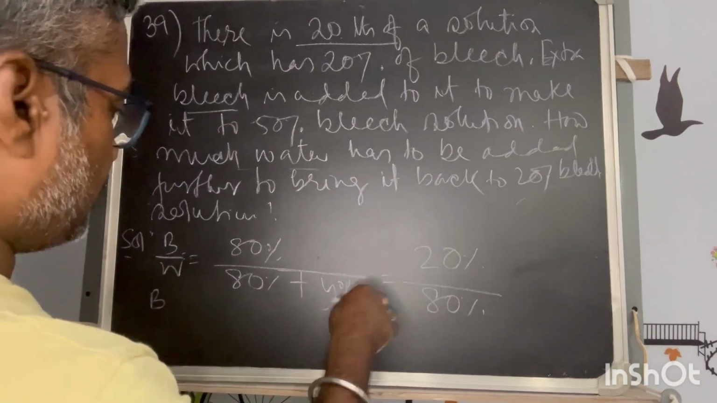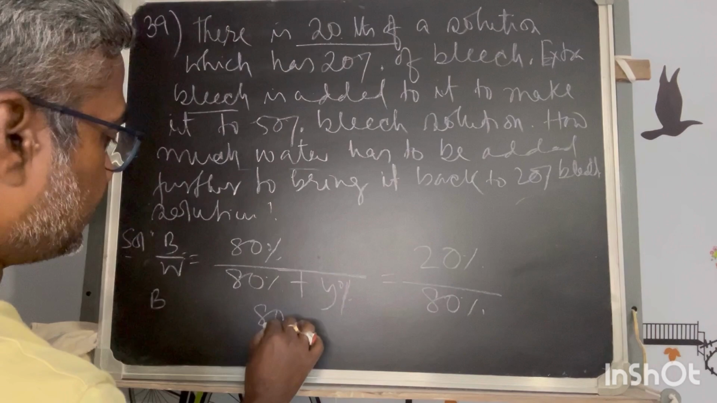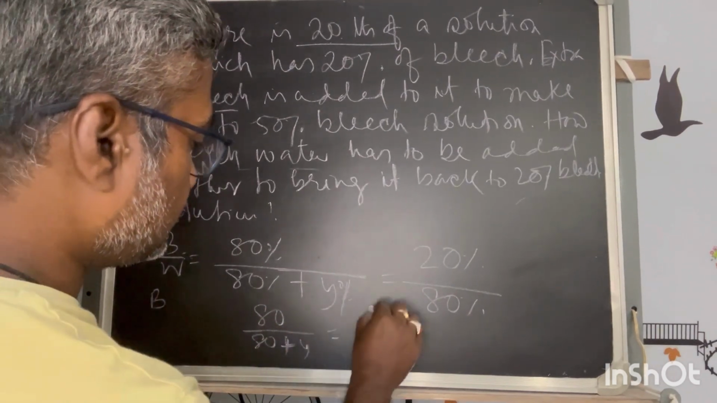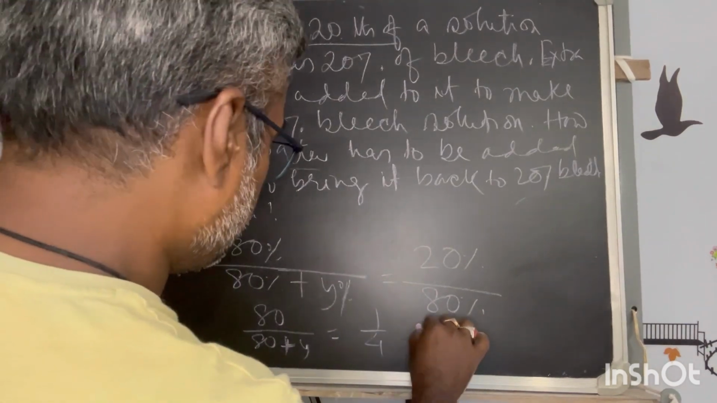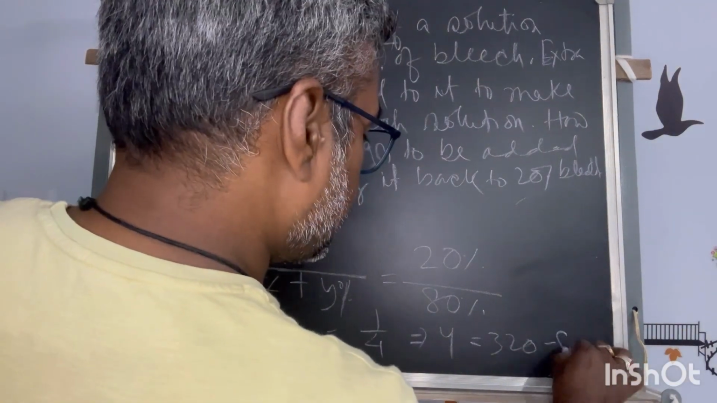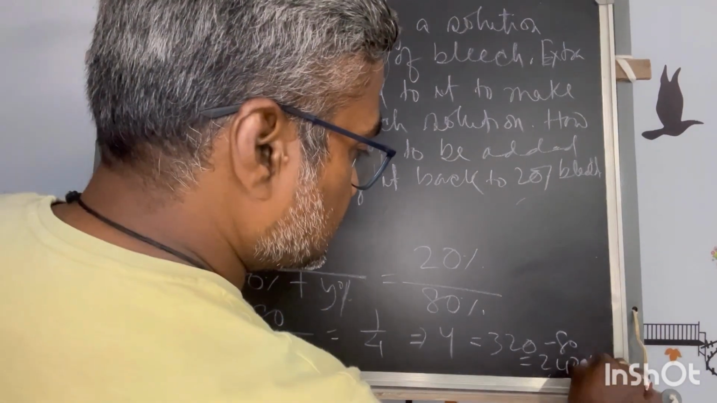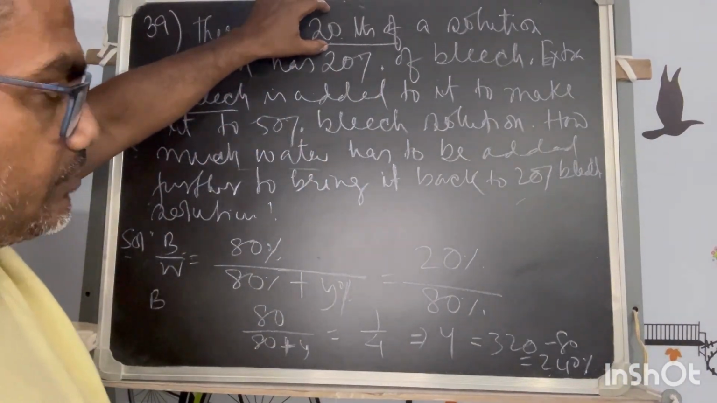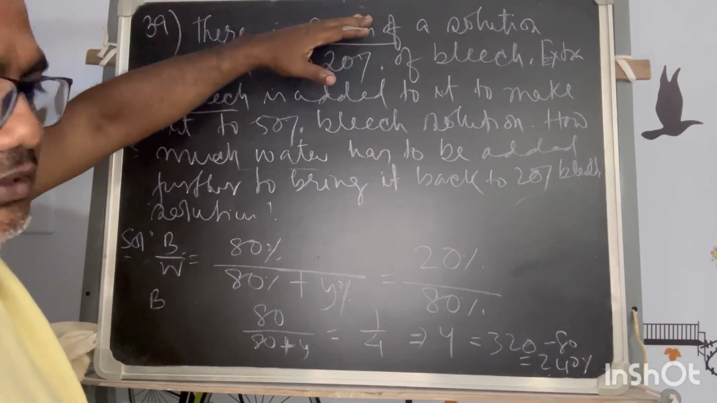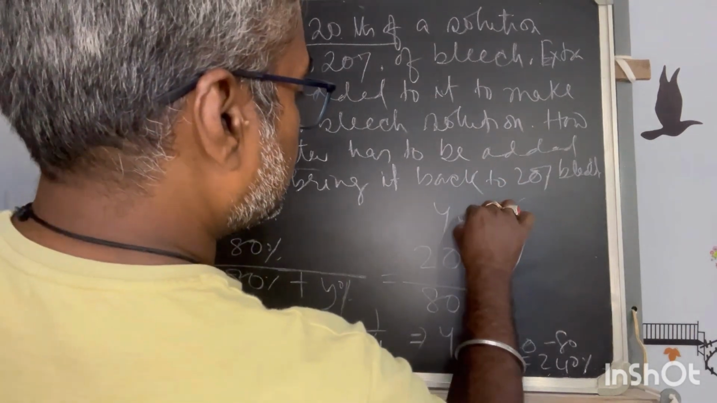So now all are in decimal, all are in percentage. So if I remove it, this is 80 into 80 plus by 80 plus y is equal to 1 by 4. So now this will give y is equal to 320 minus 80, that is equal to 240. Now this y I have taken is a percentage, so this percentage of what? Referring to this one, because I am not changing the reference point.